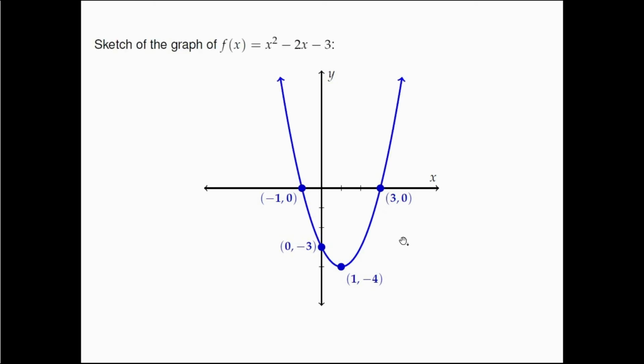This is the xy plane. We graph the point 1, negative 4, which is the vertex. We graph the points 3, 0 and negative 1, 0. These are the x-intercepts. And then the point 0, negative 3, which is the y-intercept. We just connect these points to form the parabola. Note that the parabola opens upward and the vertex is a minimum point. Okay?